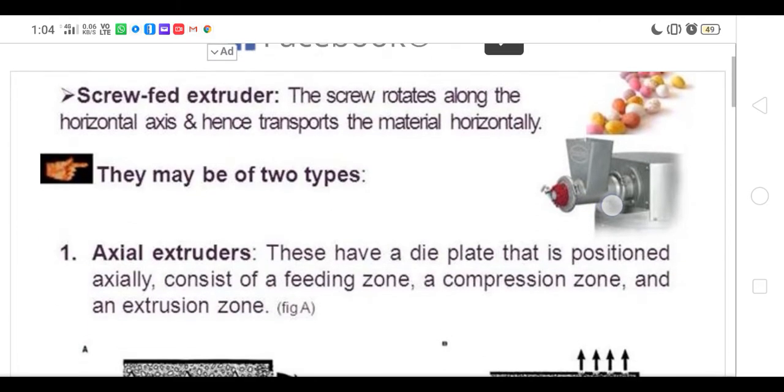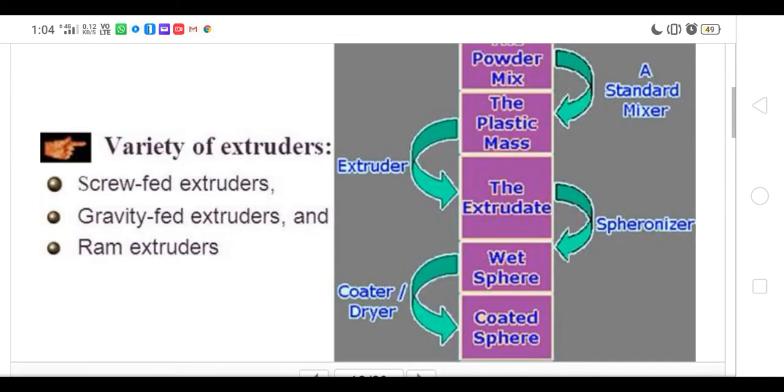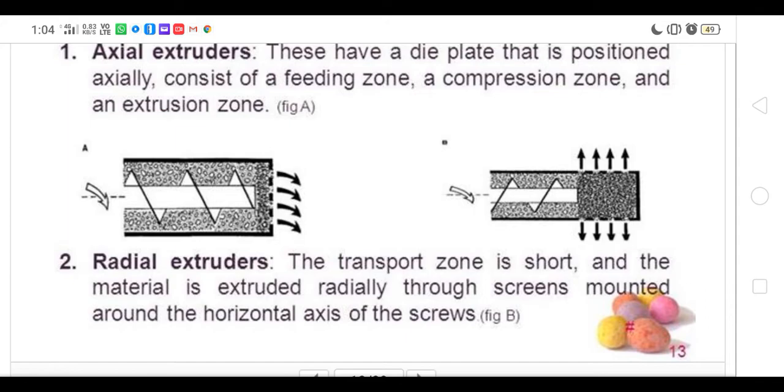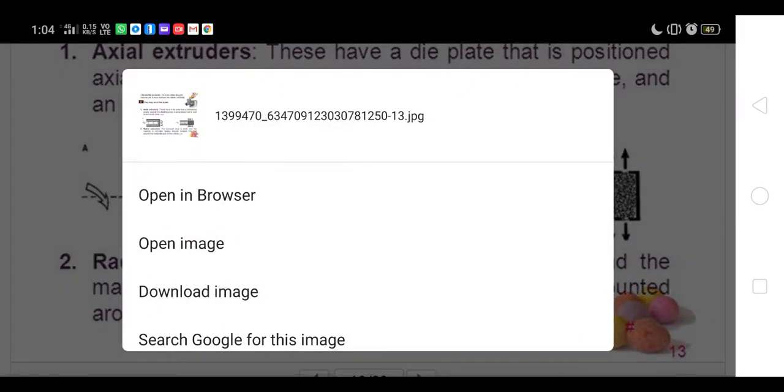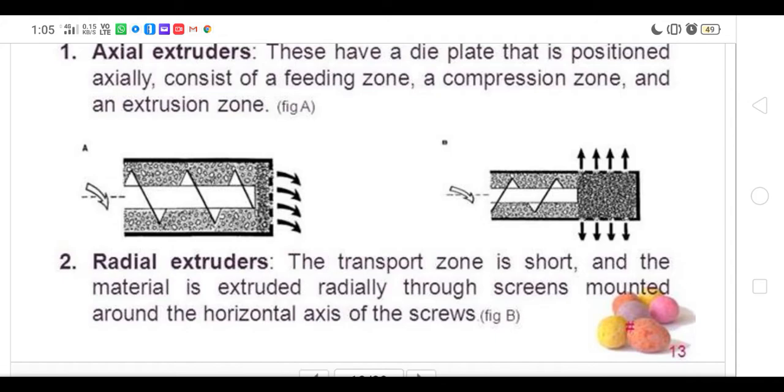So the screw fed extruder is of two types: one is axial and the second is radial. Axial means you have the die plate at the axial position, and this is the die plate at the radial position, right? From the back side it will give you material in the form of long cylinders. Here it is the feeding zone, then where the material is compressed, it is the compression zone, and when it comes to the screen, it is the extrusion zone.